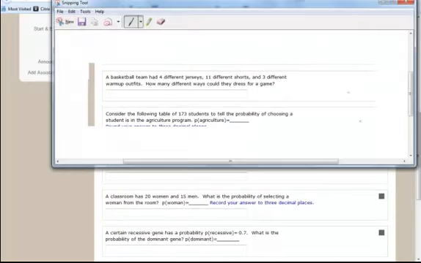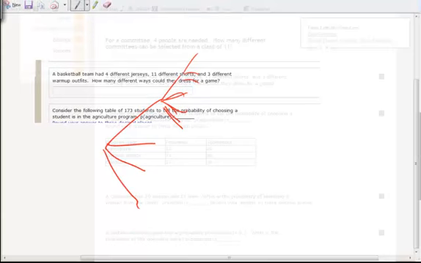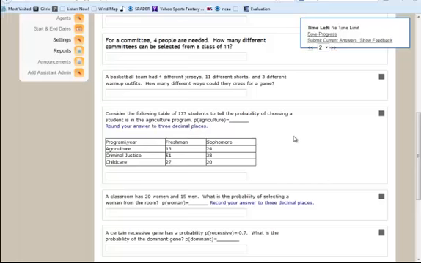The other way that you could do this would be to have a tree diagram, 4 different jerseys, and from each one of those you could have 11 different shorts. And from each of those, you could have 3 different warm-up outfits and then count how many there are. But you'd be counting for a long time, wouldn't you? Okay, next one.